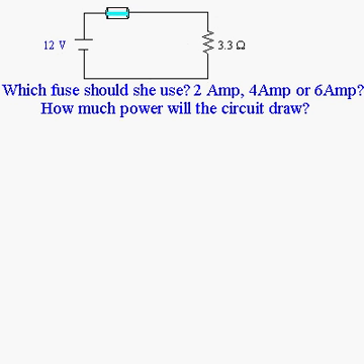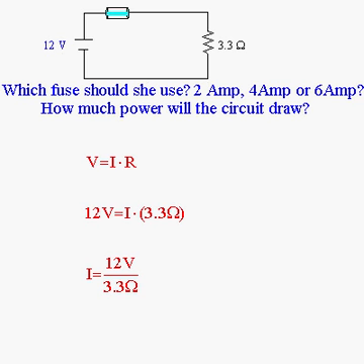Now calculating the current is really easy. We remember that voltage equals I times R. Voltage is 12 volts. We don't know the current, but we do know the resistance, 3.3 ohms. When we solve for current, we find that current is 12 volts over 3.3 ohms, or 3.6 volts per ohm. A volt per ohm is an amp, so 3.6 amps.